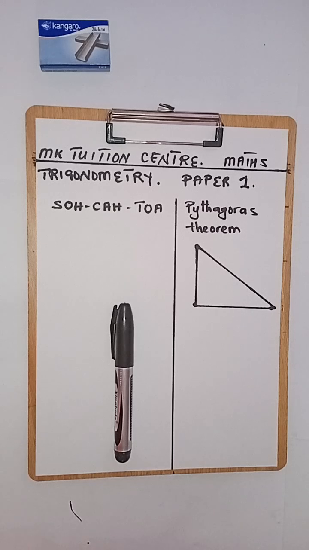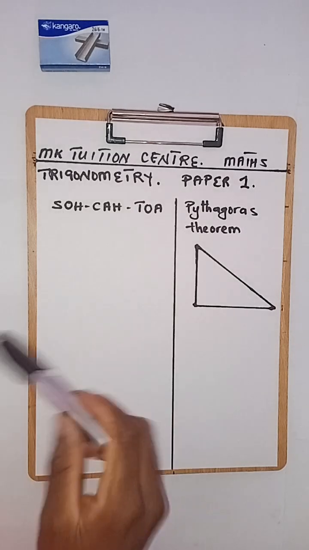Well, let us have a look at trigonometry paper 1. Now, the first point I would like to say is that you must know what SOHCAHTOA means. I'm sure many of you have heard about SOHCAHTOA. SOHCAHTOA only applies to a right angle triangle. What I mean is that that triangle must have a 90 degrees. So let us barge into this SOHCAHTOA.